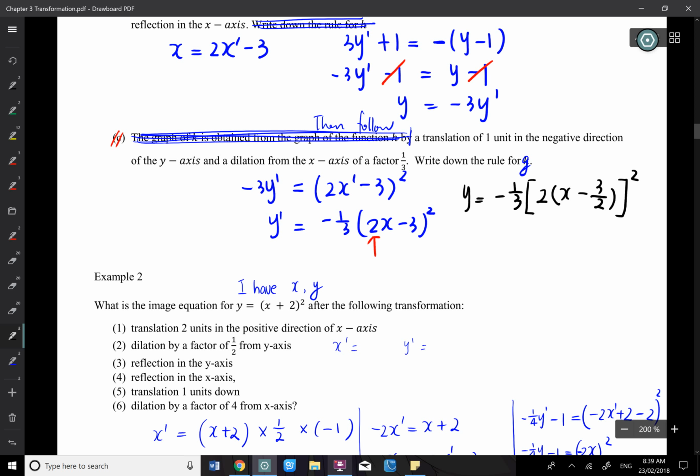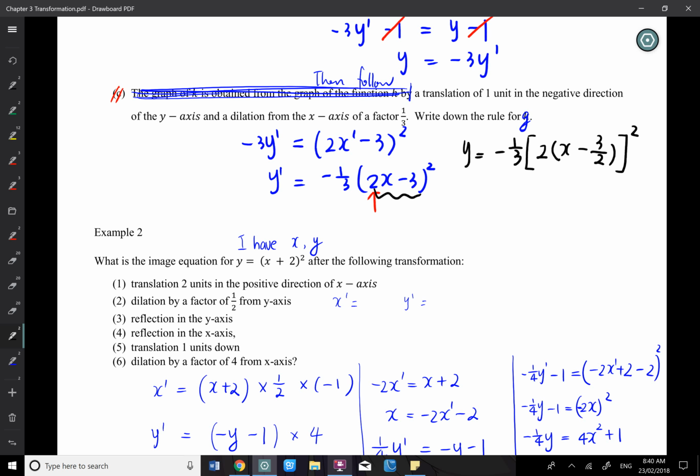Okay, that's what we should do first. We take the 2 as a common factor, like we take common factor for those 2 terms. But don't forget, you still have the square outside.